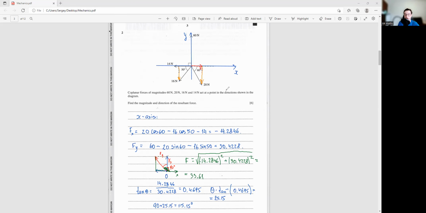Okay, unfortunately, I don't have space anymore, so I'm going to state my final answer somewhere here. So the magnitude is 33.61 newtons. And the direction is going to be 115.15 degrees. It's going to be clockwise. No, sorry, it's going to be anti-clockwise. But it's that way. From the direction of the x-axis.